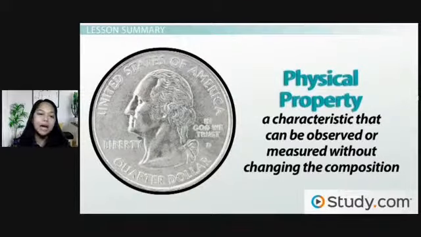So, examples for this would be its length, its width, its mass, no? So these are just physical properties. Yung mass niya, yung weight niya, these are physical properties. You don't need to have the substance react with another substance so that you can measure it. So these are just physical properties.